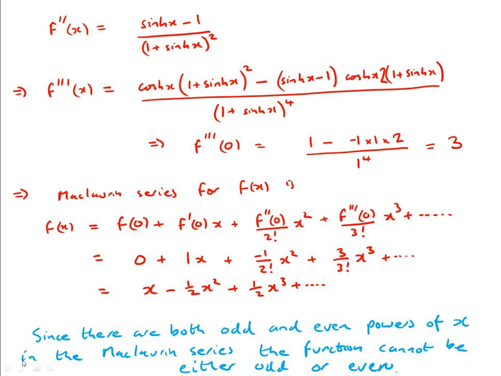We've got a mixture of odd and even powers in the Maclaurin series for f of x. And that certainly means that f cannot be even, because if it was an even function, all of the powers in the Maclaurin series would be even powers, and it can't be an odd function, because if it's an odd function, then the Maclaurin series will consist simply of odd powers. So the function is neither odd nor even.